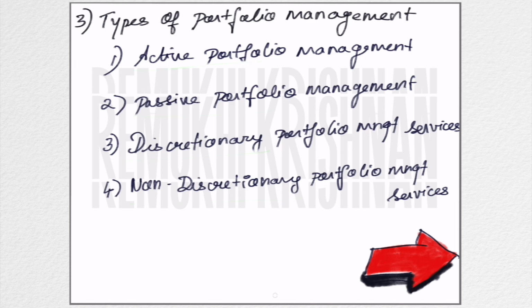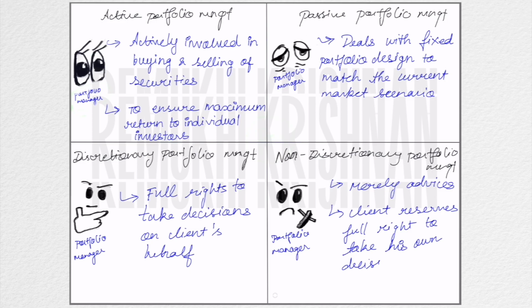One is active portfolio management, another is passive portfolio management, and we have discretionary portfolio management and non-discretionary portfolio management. If these portfolios are taken care of by an individual on behalf of the investor, that person is known as a portfolio manager. Widely, we call this portfolio manager by another term, fund manager. Based upon our request, he will take decisions for the funds we have provided. Those decisions under portfolio management are divided into four subdivisions: active, passive, discretionary, and non-discretionary.